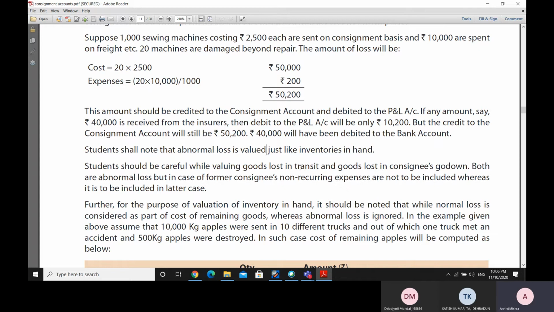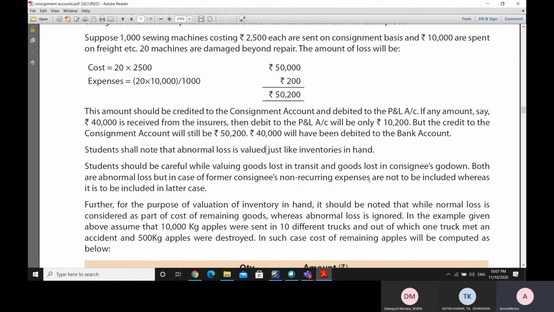One is that the consignor has sent the goods to the consignee and they are lost in transit. The other is that the consignee had received the goods and they were lying in his godown, and the loss happened there due to fire or something like that. Now both these situations are abnormal loss situations. But in the case of the former, where goods are lost in transit, the consignee's non-recurring expenses are not to be included while valuing these, whereas when we are valuing the abnormal loss in the consignee's godown, then we will be including the consignee's non-recurring expenses.